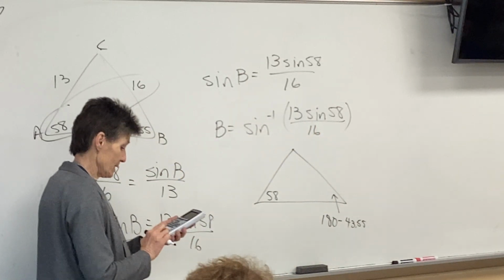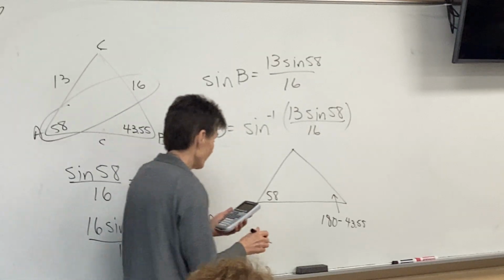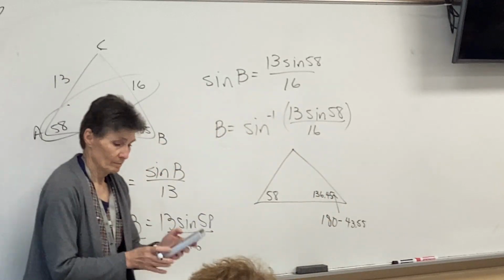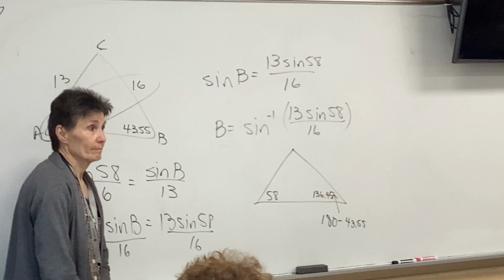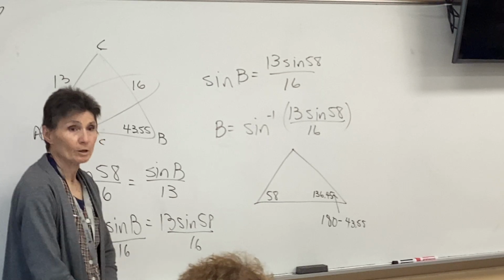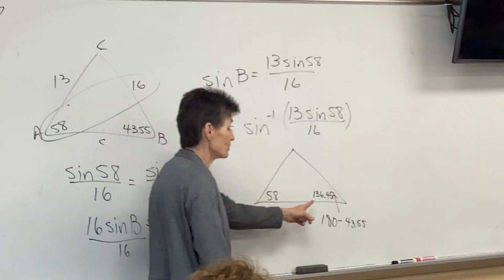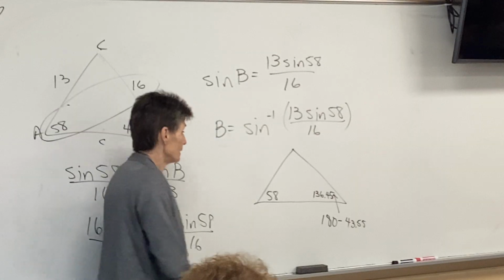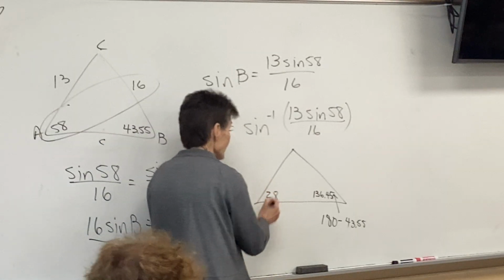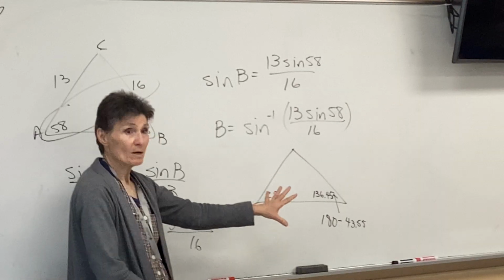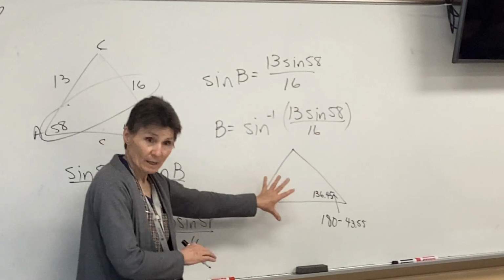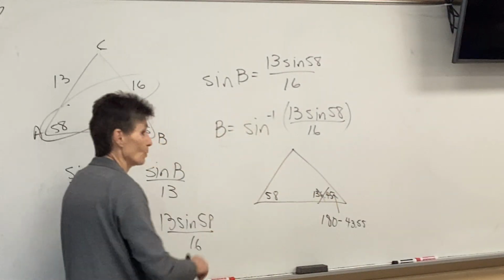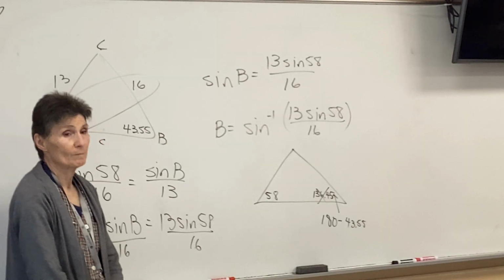So 180 minus, I got 136.45. Trey's saying, nope, not gonna work because those two make more than 180. So again, let's say this first angle had been 28. Then would I be okay? That would have two answers. But the way it was, that one didn't work, so there's only one triangle possible.